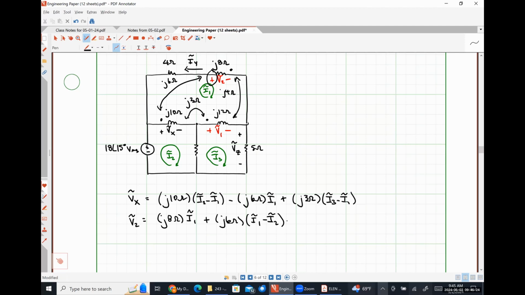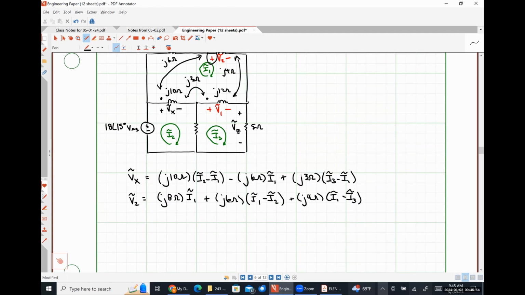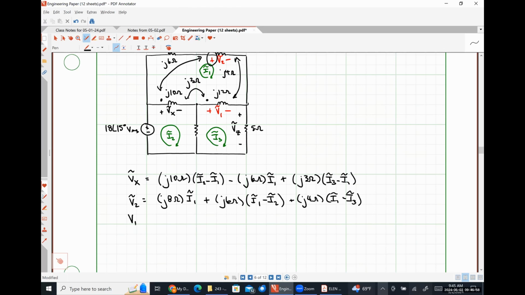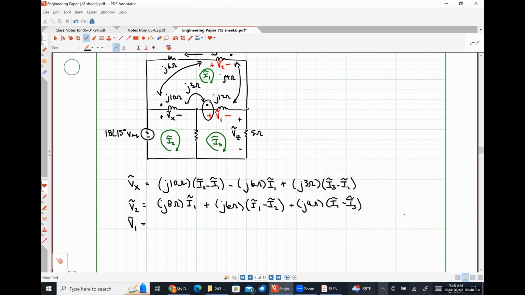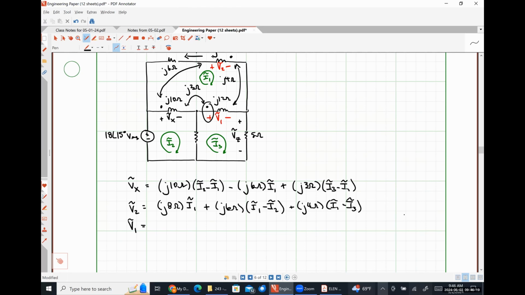And now we have to sort out the mutual inductance term with the J12 ohm coil. So what is the current flowing into the undotted terminal of the J12 ohm coil? I1 minus I3. All right, and then lastly, let's sort out the voltage V1. The positive polarity terminal of voltage V1 is at the dotted terminal of the J12 ohm coil. So what is the total current flowing into the dotted terminal of the J12 ohm coil? I3 minus I1.